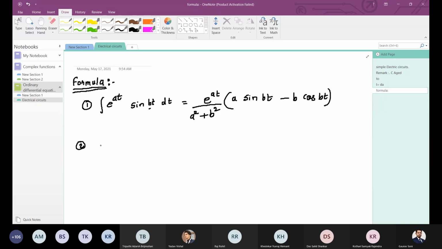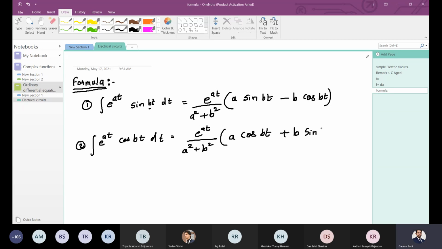Integration e to the power at cos of bt dt. This is given by e to the power at upon a square plus b square, in bracket, a cos bt plus b sin bt. Look, if you want to remember this, of course, you don't need to remember this. You can derive it anytime whenever it is required.